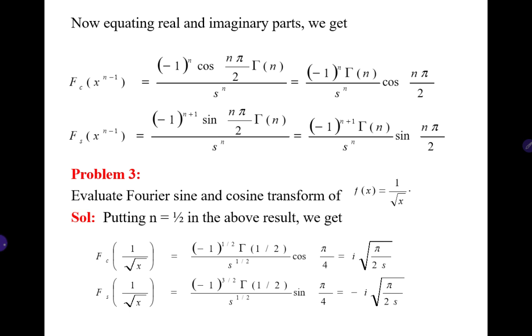Now the next problem is evaluate Fourier sine and cosine transform of f of x, which is equal to 1 by square root of x. In the earlier problem, we evaluated Fourier sine and cosine transform of x power n minus 1. Now if we put n is equal to 1 by 2 there, x power n minus 1 becomes 1 by root over x. So in the above problem, we put n is equal to 1 by 2.